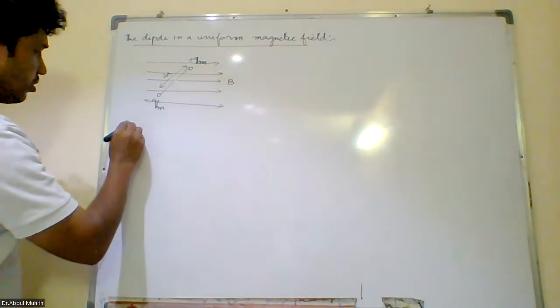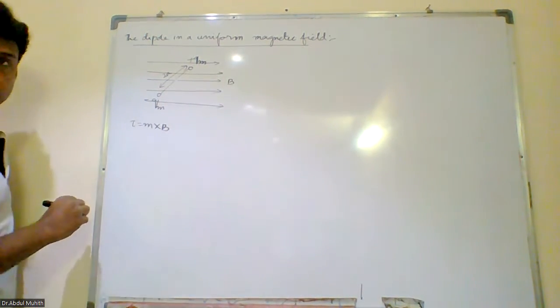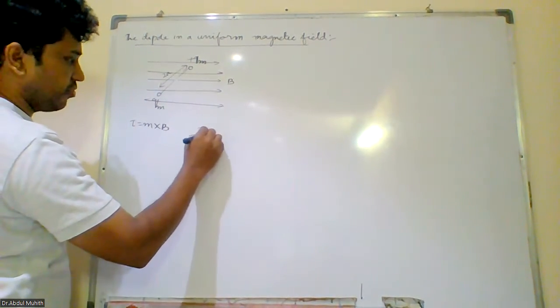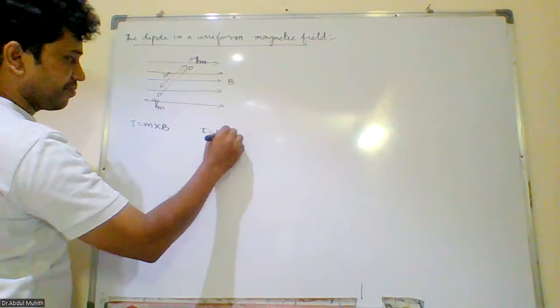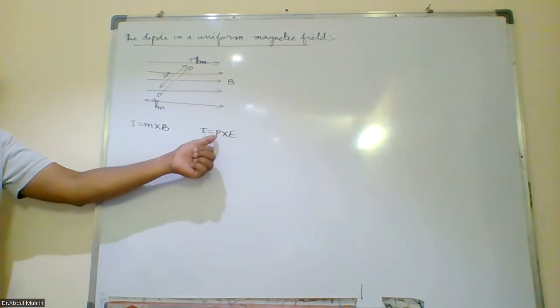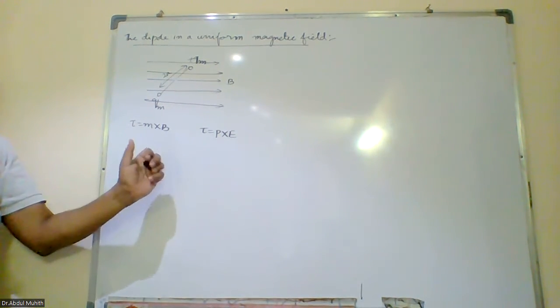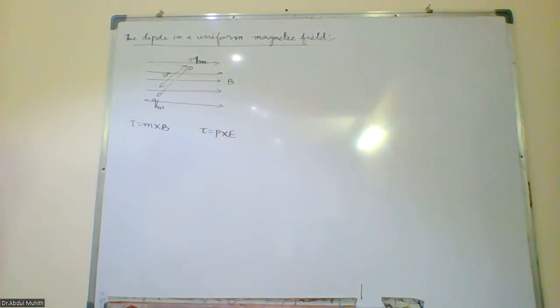So what is the formula for tau? Tau is equal to m cross B. In the same way, in electrostatics, what do we write? P cross E. Do you remember this one in the first lesson? Tau is equal to P cross E. Here P is replaced with M, E is replaced with B. That's the only difference.